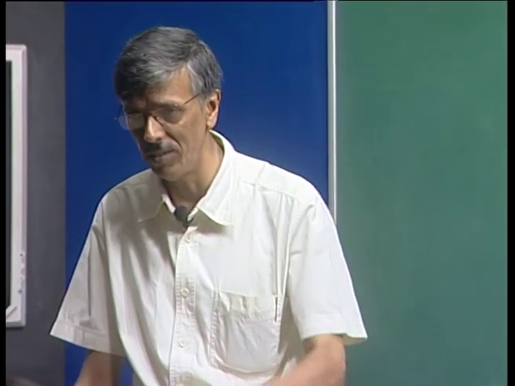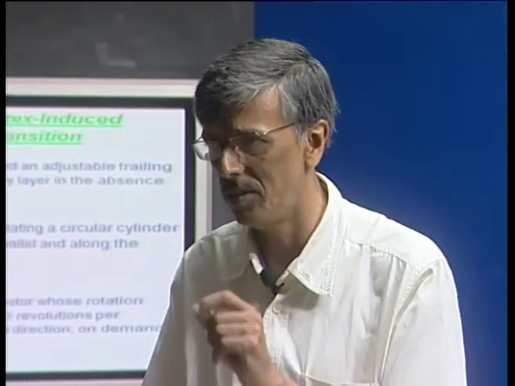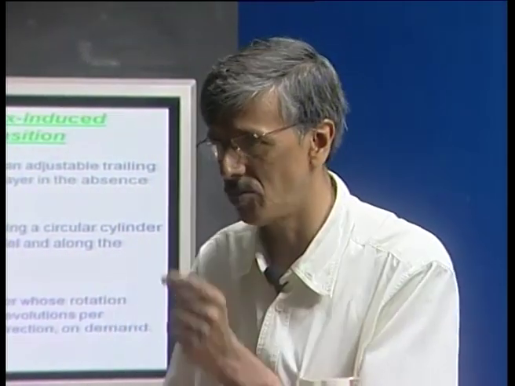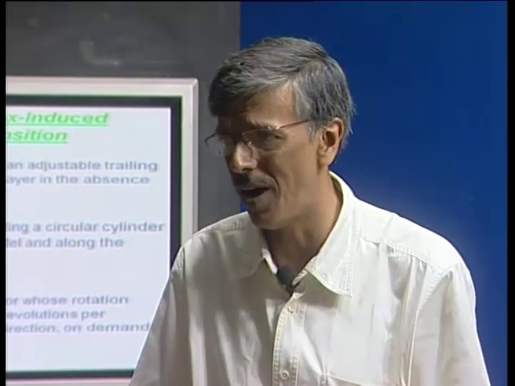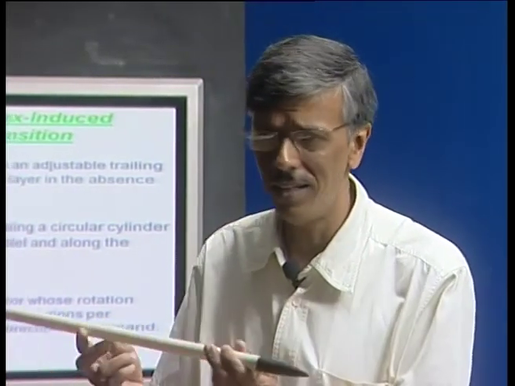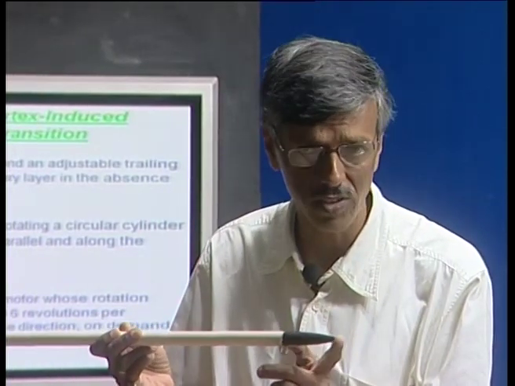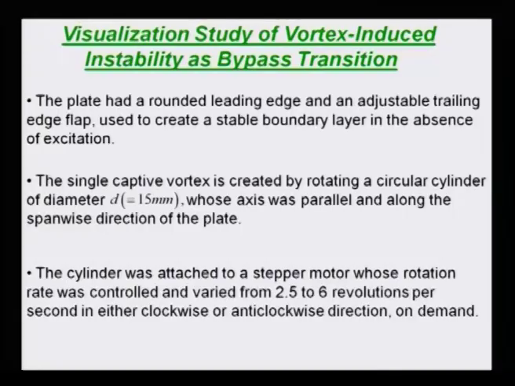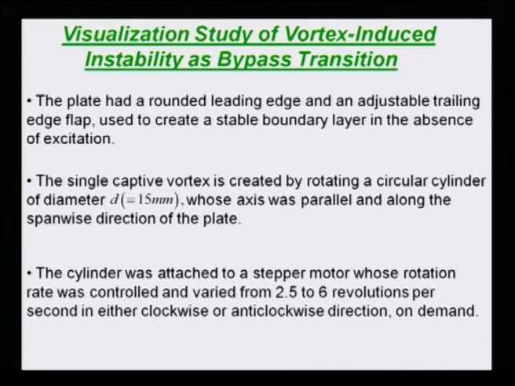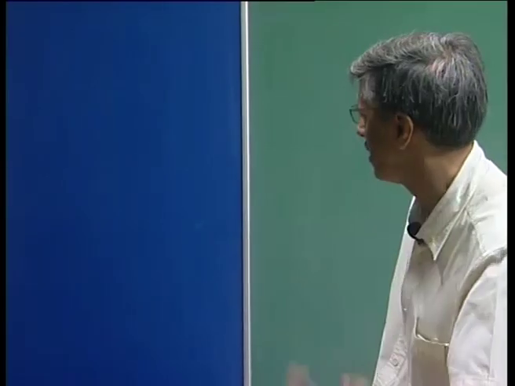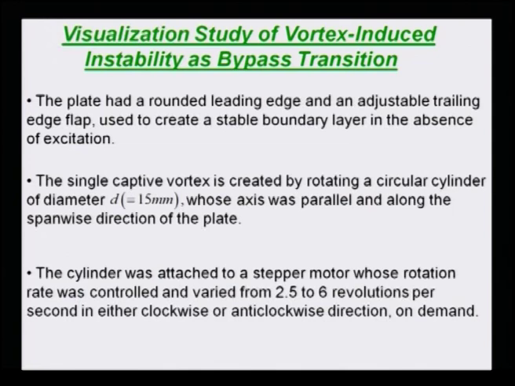Please do understand that when we do theoretical analysis, we say that we have a flat plate with a sharp leading edge so that the thickness is 0. There is a problem there. If there is a bit of flow angularity, then that sharp leading edge causes lots and lots of problems. So in an actual experiment, you always end up having a slightly rounded leading edge. Some people call it a super ellipse section, but essentially that's the whole idea. And this adjustable trailing edge flap actually creates a stable boundary layer if you have no excitation.